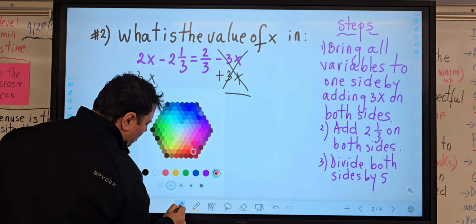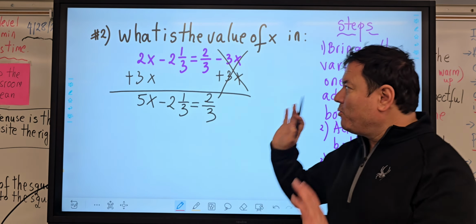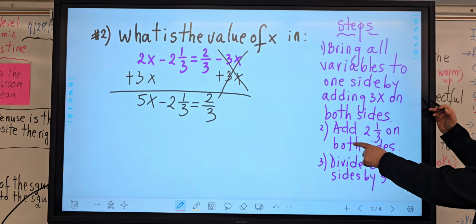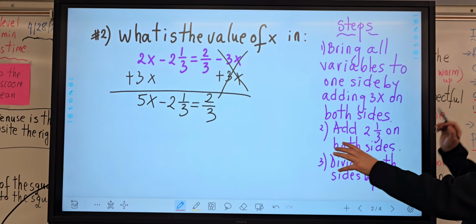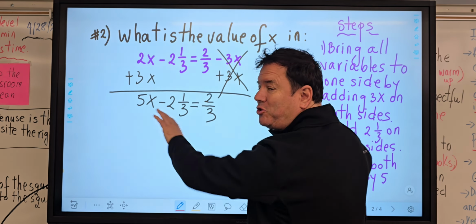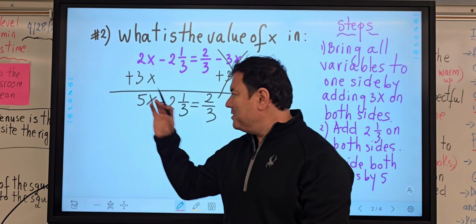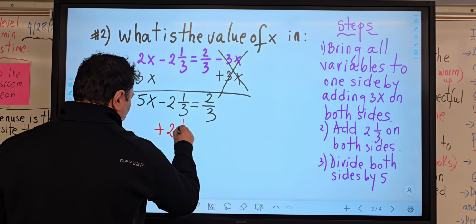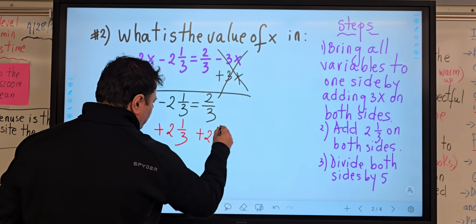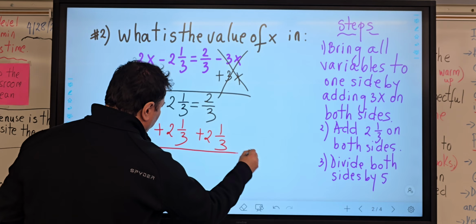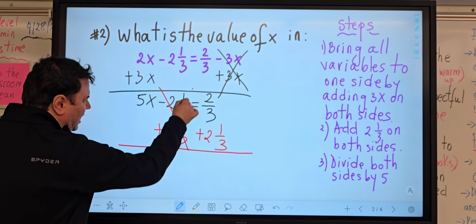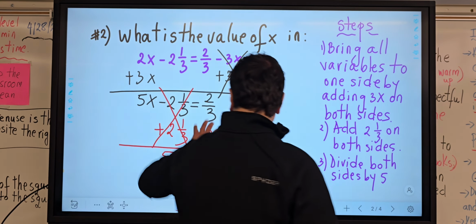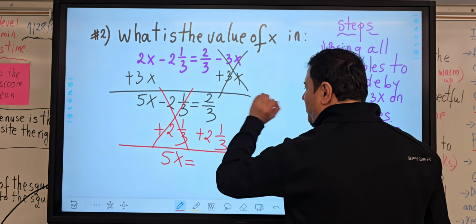And now let's see what we get. Step number 1, we added 3x on both sides. And now step number 2, we need to add 2 and 1/3 on both sides in order for us to eventually isolate x on this side of the equation and solve for x. So let's add 2 and 1 over 3 on both sides. If we add 2 and 1 over 3 on both sides, we know that this is going to cancel out. Now we are left over with 5x equals, and let's combine 2/3 plus 2 and 1 over 3.